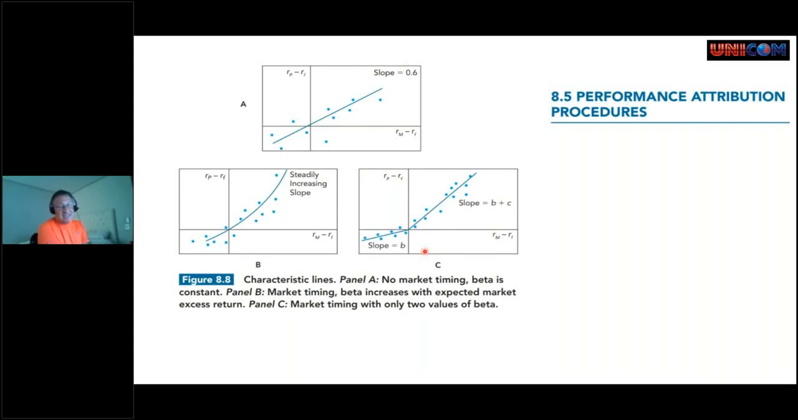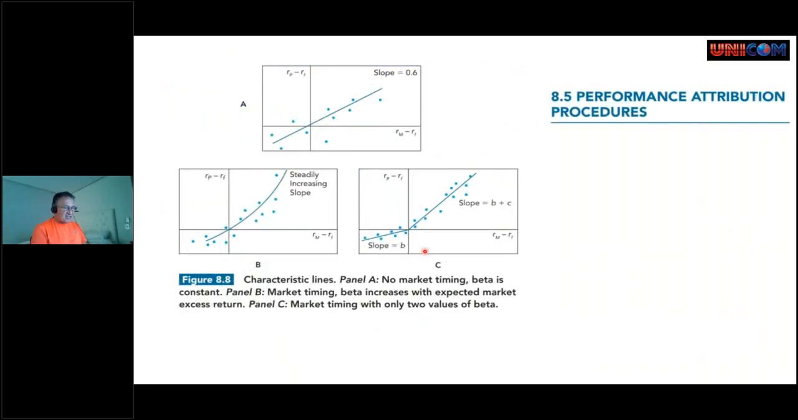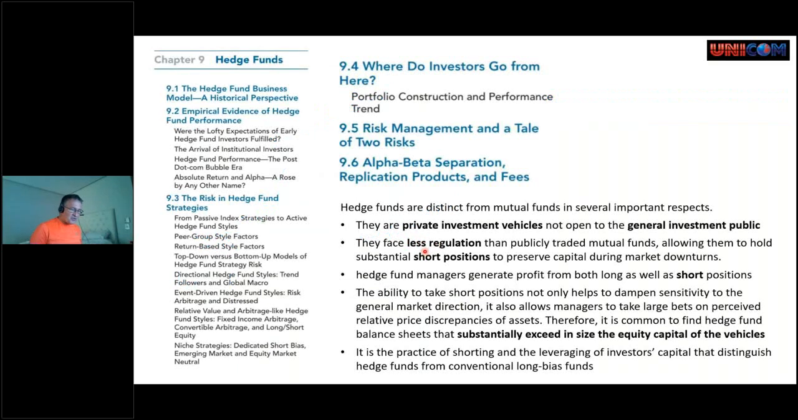Okay, so that's all about market timing. And as I say, you can only achieve these results in panel B and C using market timing, so it's an important part of asset management. Okay, and then there's performance attribution procedures, how you attribute those returns to the different styles, to different asset classes, and so on. Please look, it's very simple, but it's an important part of your education. Please look at how they approach it in the FRM handbook.